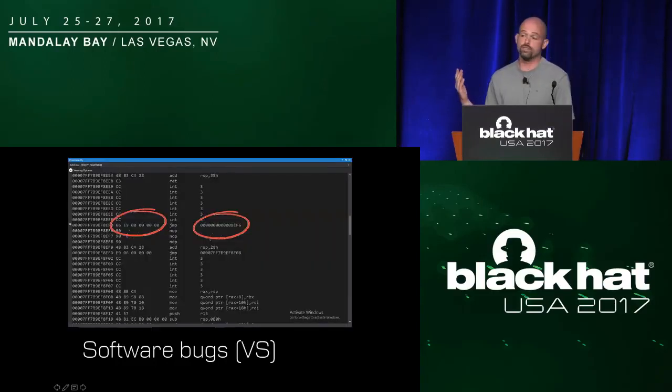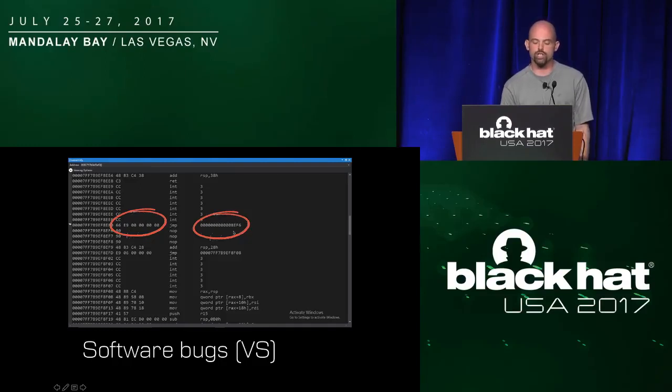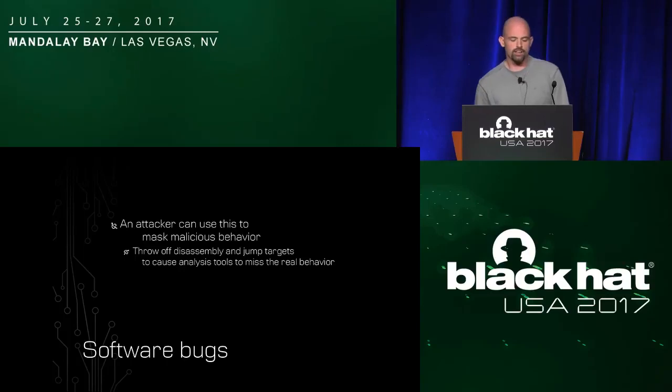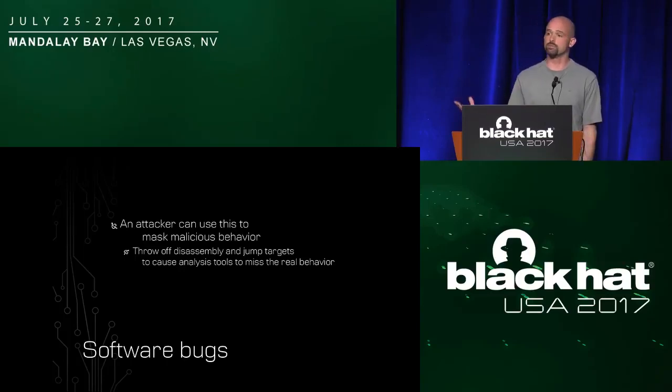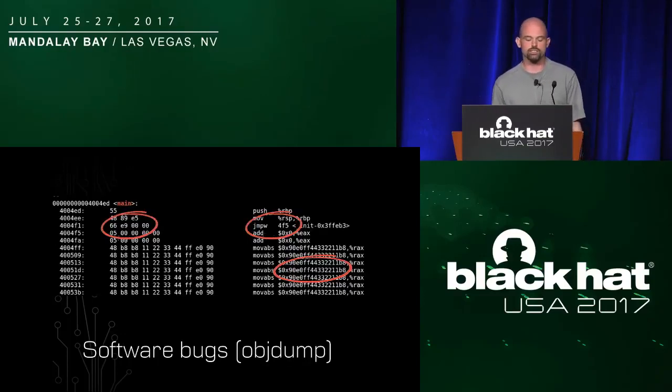Let's look at it in Visual Studio. Visual Studio has a different version of the same bug. You'll see that it actually does recognize, even with the 66 override prefix, this is a 32-bit operand, but it thinks the 66 override prefix causes the jump target to be truncated to 16 bits. That's also not the correct behavior. Visual Studio is not correctly resolving the target of this jump instruction. And an attacker can actually use this to mask malicious behavior in software. You can basically use this to throw off the disassembly so that our analysis tools don't see malicious instructions.